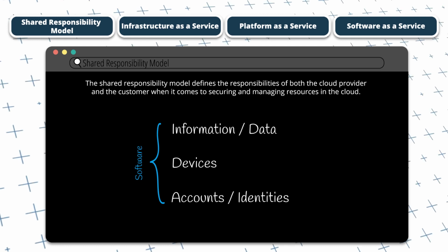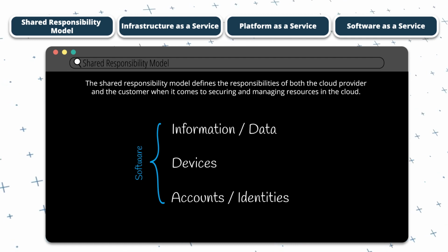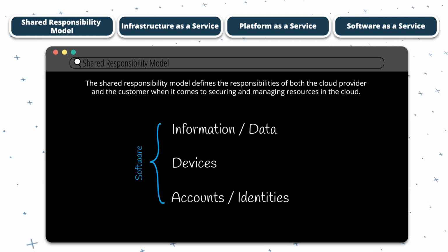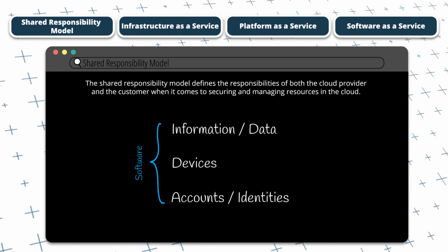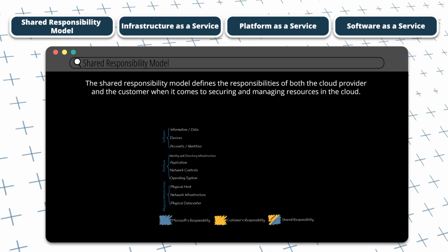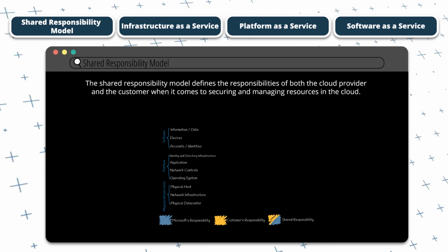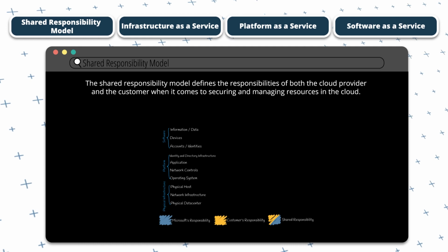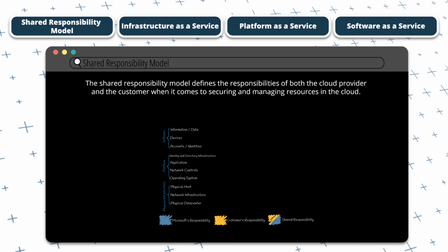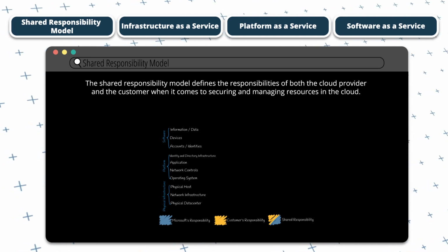Information and data. This involves managing and securing the information and data that is stored on the software or specific resource. This will include data classification, data backup, recovery, compliance, monitoring, and reporting. It's important to note that the shared responsibility model is not a one-time event, but rather a continuous process that requires ongoing monitoring, management, and improvement. Staying on top of each of these responsibilities will ensure the security and reliability of your cloud infrastructure and services.